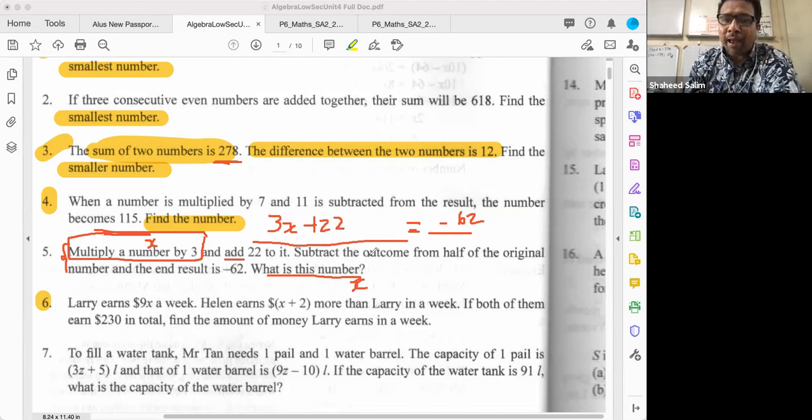Now, subtract the outcome from half the original number. Okay, so now this is the outcome. They want you to subtract it from half the original number. The original number is x. What is half the number? Half of x. Minus. This is your equation.